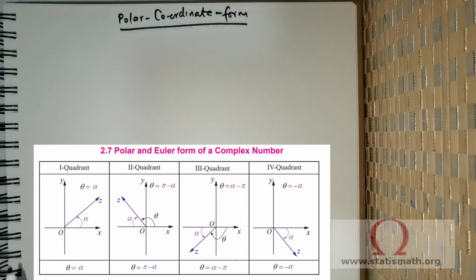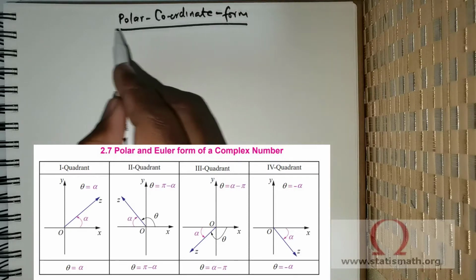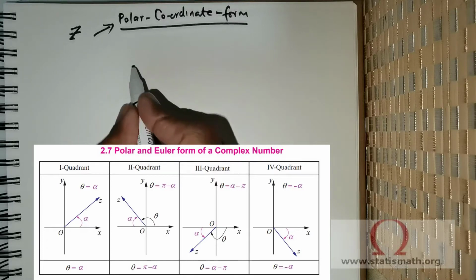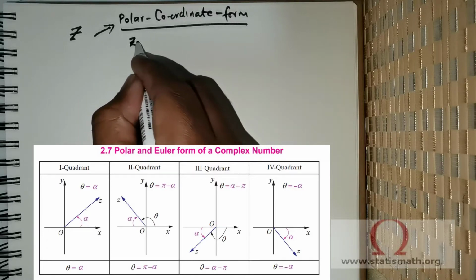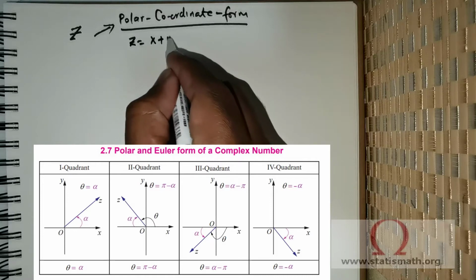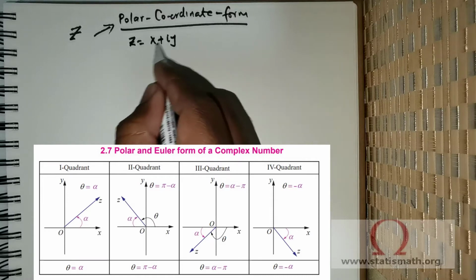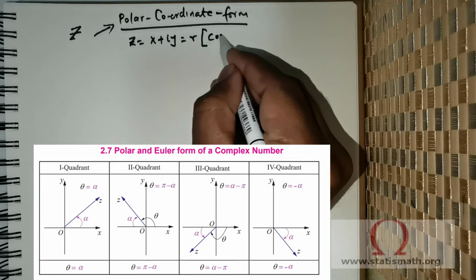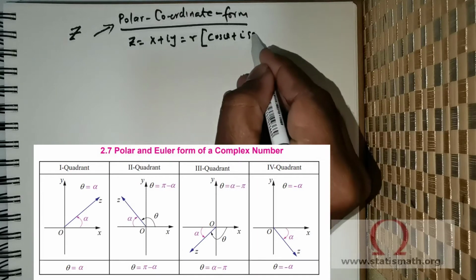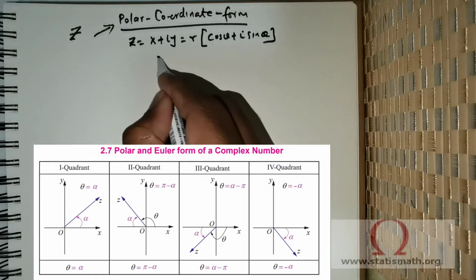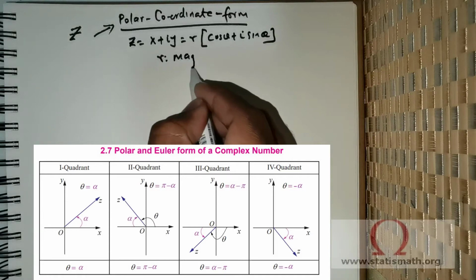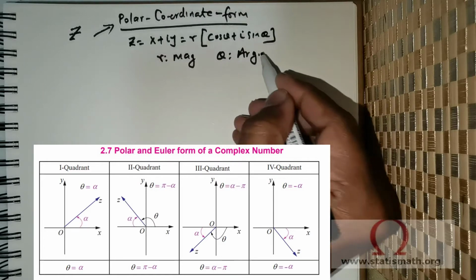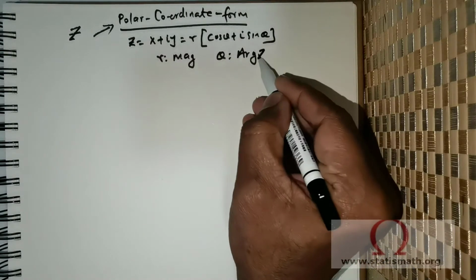Students, in this class we will study how to represent a complex number in polar coordinate form. Now suppose you are given a complex number, say z equal to x + iy. Then this complex number can be written in the form r times (cos theta + i sin theta). Now r represents the magnitude and theta is the argument of the complex number.